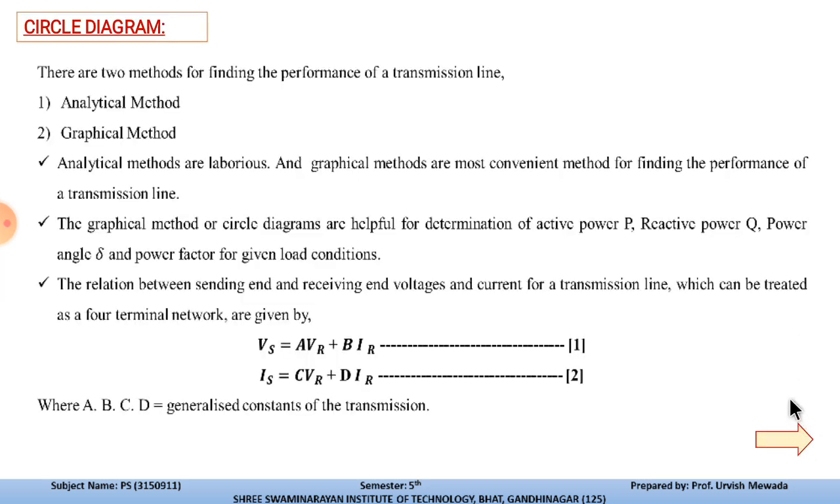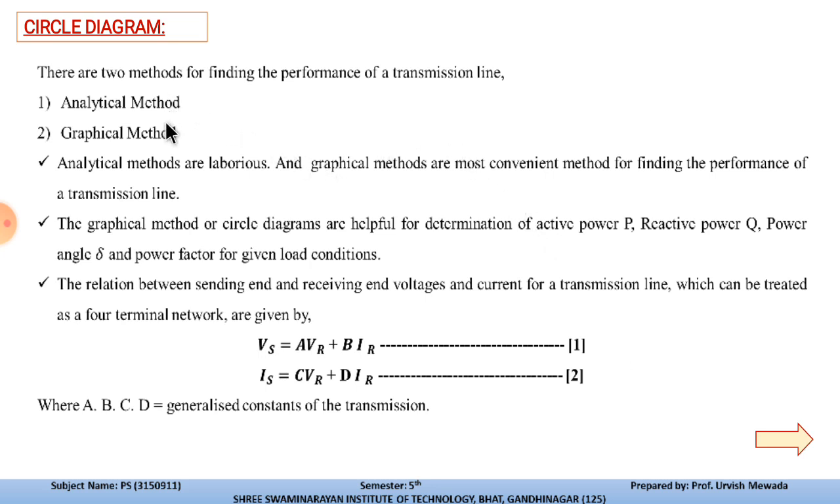So let us discuss how to draw the circle diagram. Mainly, to draw the circle diagram we have two methods. First is the analytical method and second is the graphical method. The analytical method is quite laborious, so the graphical method is the most convenient and more suitable method for finding the performance of a transmission line.